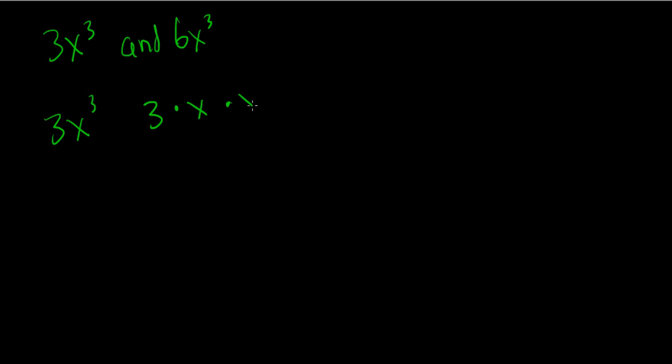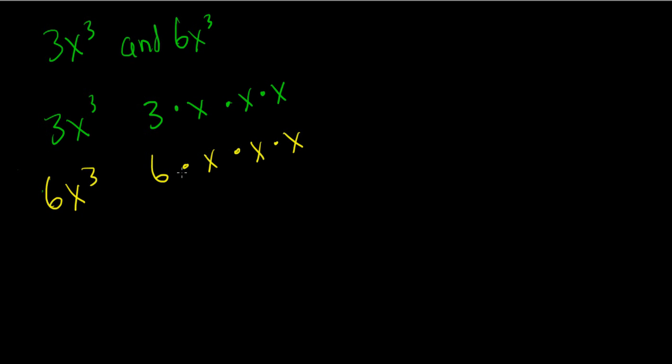Now we're going to look at an example of finding the greatest common factor of a pair of monomials. So here we have 3x cubed and 6x cubed. What you want to do is break down each term. So because it's 3x cubed, you can rewrite it as 3 times x times x times x. And then below it you can write the simplified version of 6x cubed. So that would be 6 times x times x times x.